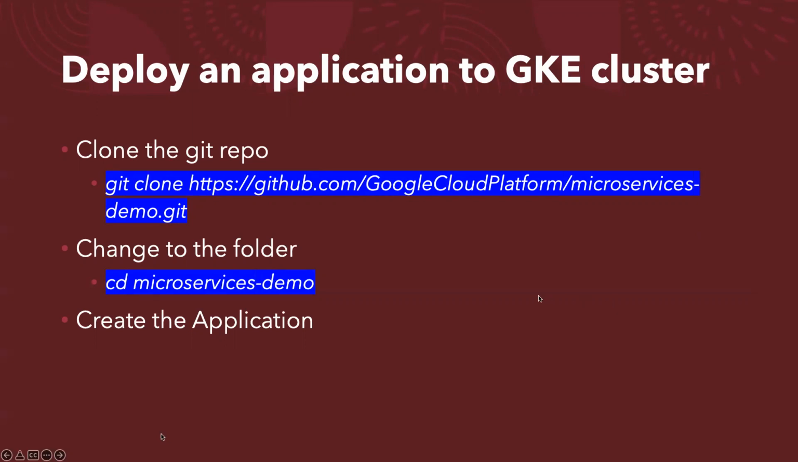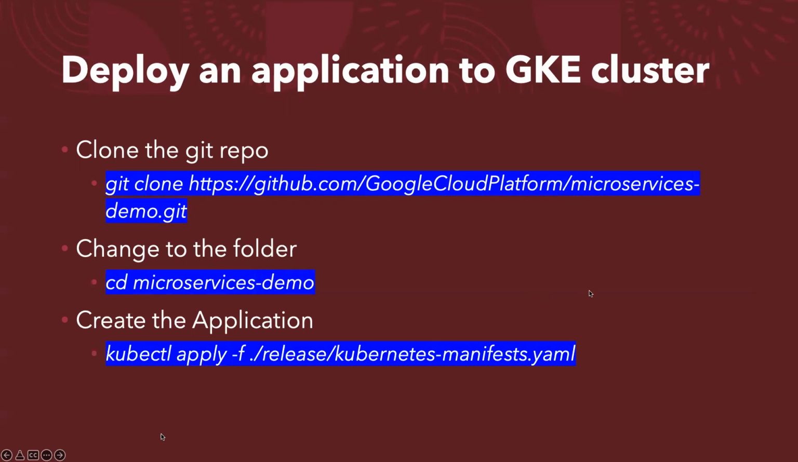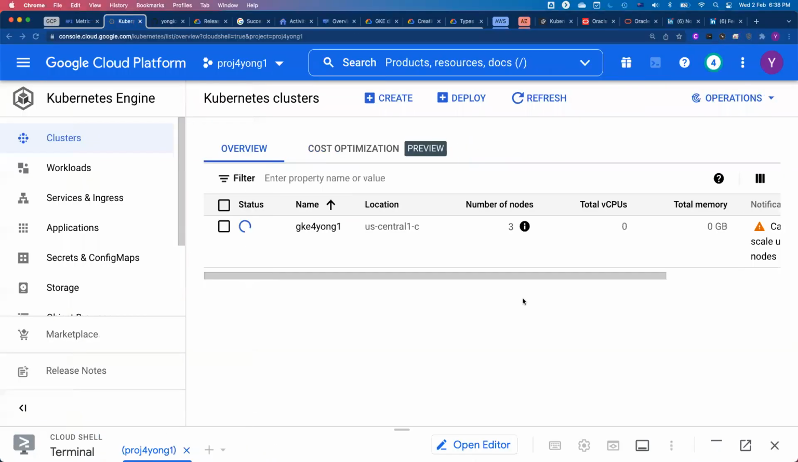Okay, how to create the application? You just run one command, kubectl apply with the Kubernetes manifest YAML file. That's how to deploy the sample application to the Kubernetes cluster. So let's see if the cluster is still going okay. Okay, actually the cluster is already up and running.